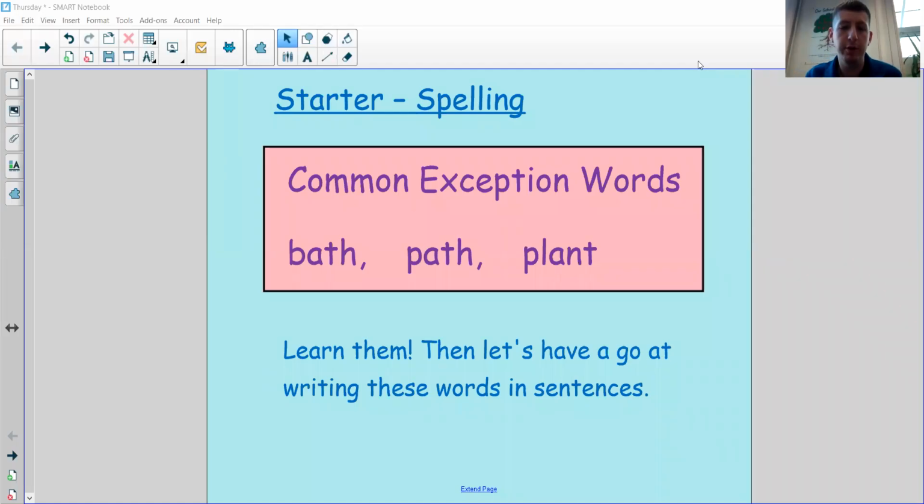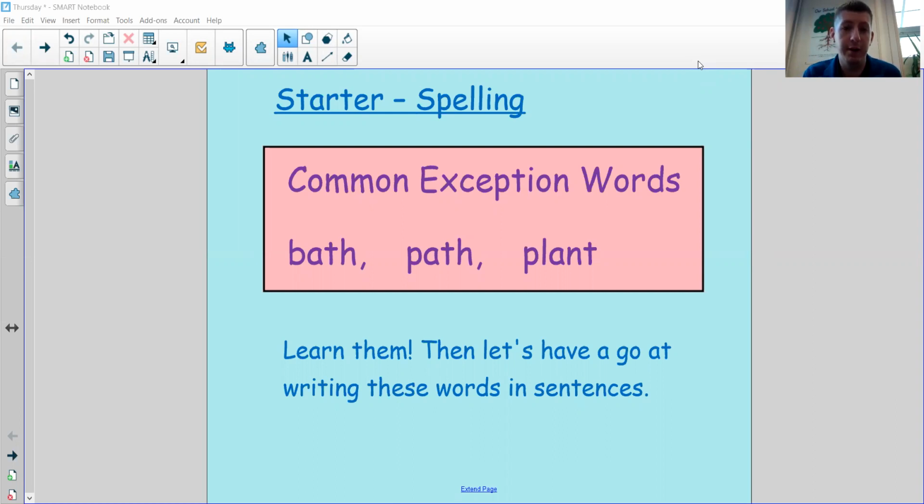So we're going to start our literacy lesson off today looking at a spelling starter, and we're going to look at some more common exception words. We're going to be looking at the words bath, path, and plant. If you lived somewhere else in the country, you might say those words differently. You might say bath, path, and plant.